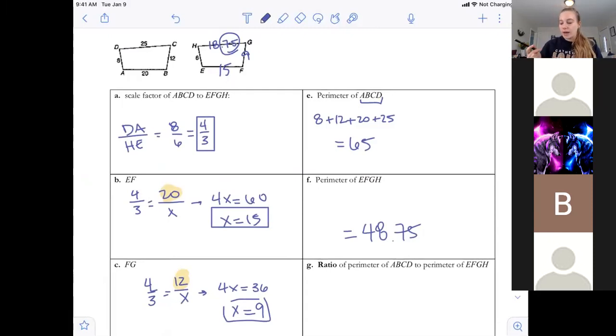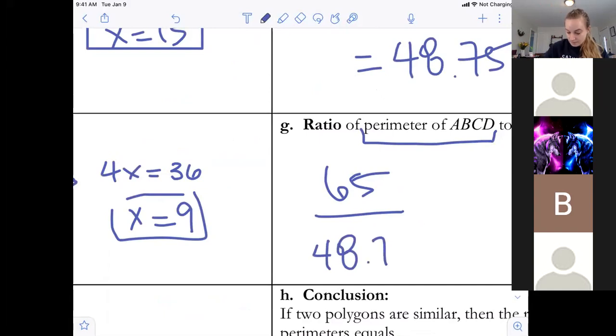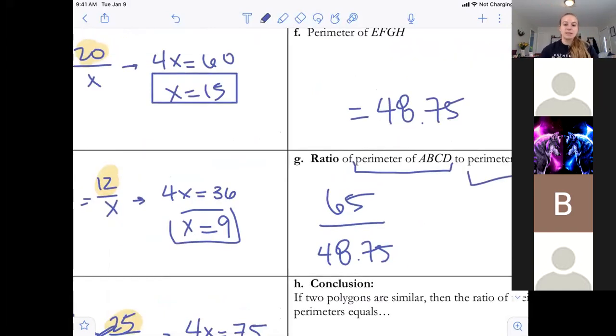Now I'm going to do the ratio of them. Ratio means we're doing one number over the other, and we're doing the perimeter of ABCD, which is 65, over the perimeter of EFGH, which is 48.75. Normally we get here and I'd be like, all right, guys, what's the common factor? What can we divide out? All that fun stuff. However, we've got a decimal and I don't really know what to do there. If I don't know what to do, I can throw this in my calculator and find a decimal and then see if I can relate that to something else. So I'm going to do 65 divided by 48.75. I'm just going to physically do that division and see what that is as a decimal. And it's approximately 1.333, or 1.3 repeating.